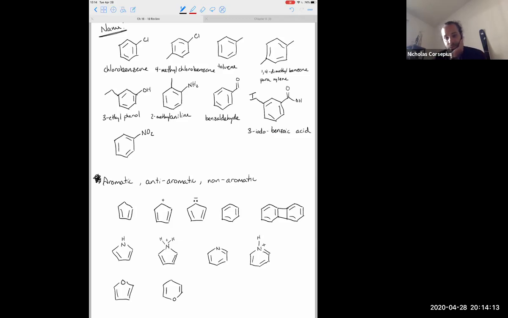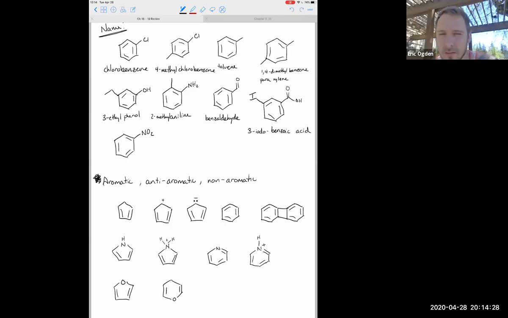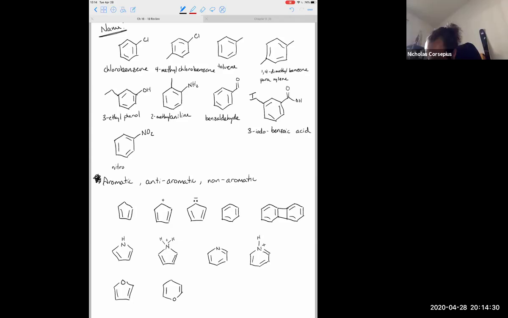All right, and then the last one, this group plays a significant role in this chapter. We've seen it a few times, but never used it and abused it as much as we did in the past few weeks. This is nitrobenzene. Yeah, so this is a nitro group. So this is nitrobenzene.